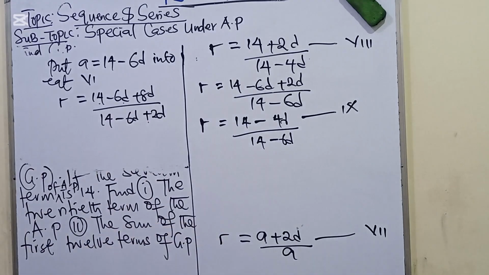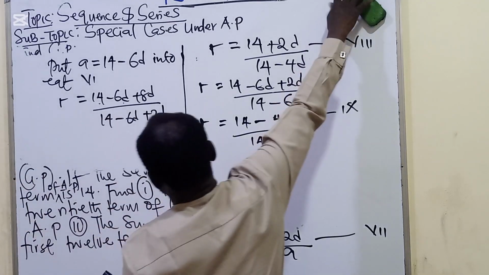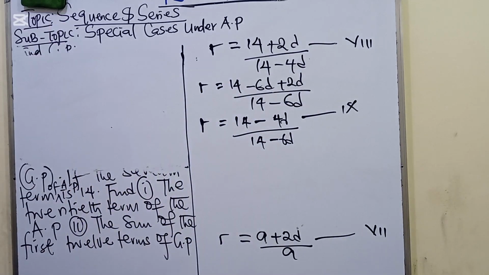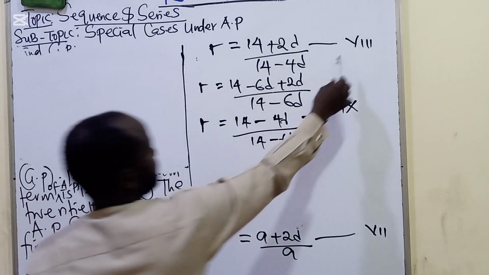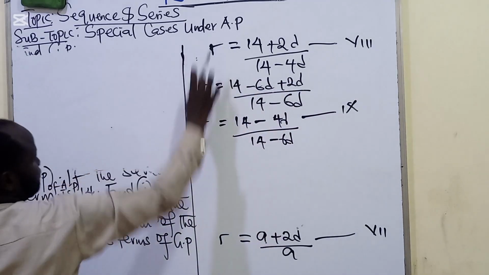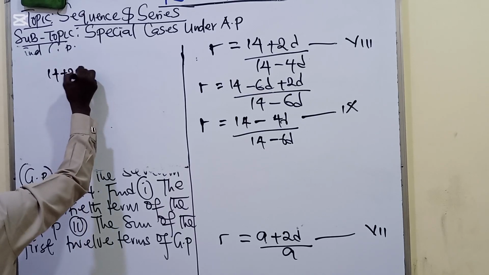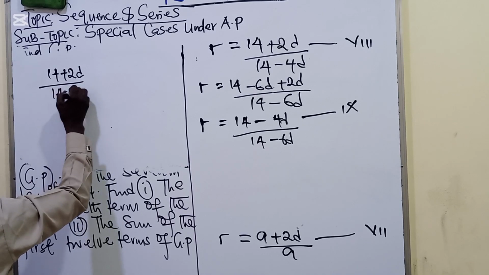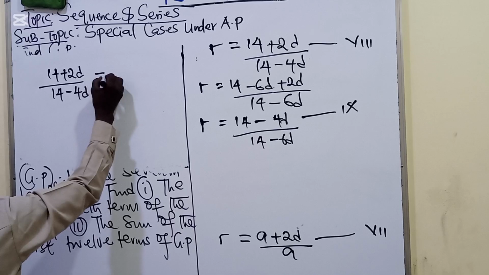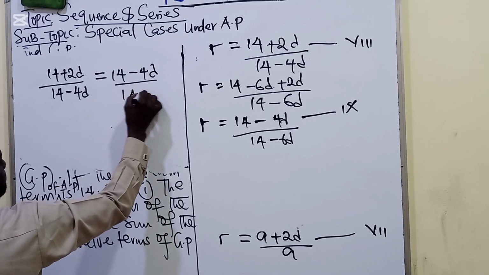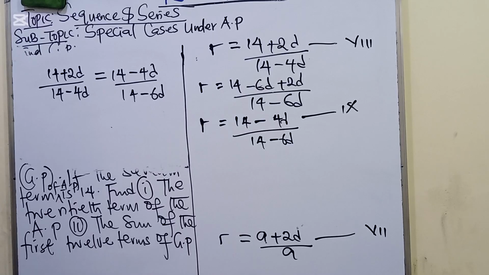So we can equate equation 9 and 8. We can equate the two because they are the same. So let's do that here. If we equate equation 9 and 8, what are we going to have? Meaning r is equals to r. It means 14 minus 6d plus 2d divided by 14 minus 4d will be equals to 14 minus 4d divided by 14 minus 6d. I hope we are together.